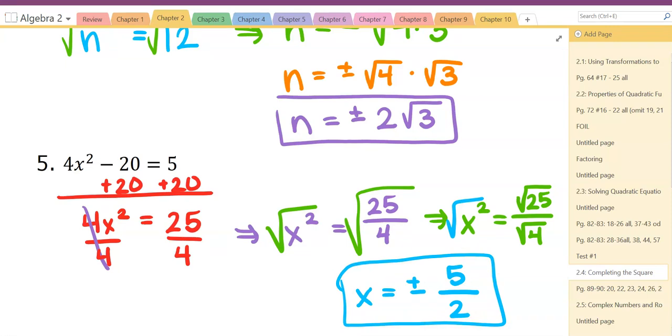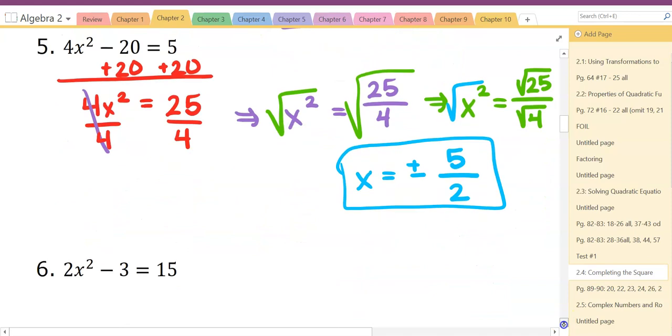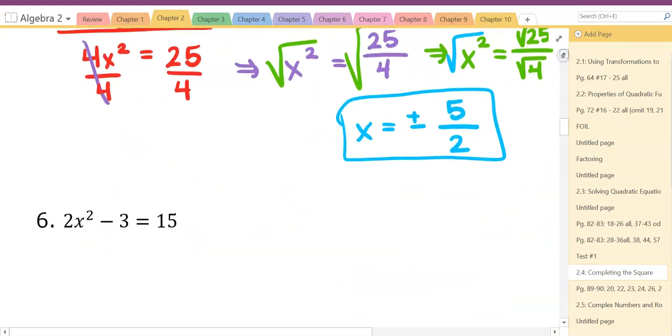All right, so why don't you guys try number 6. Move terms away from the x squared term. Try to solve it.